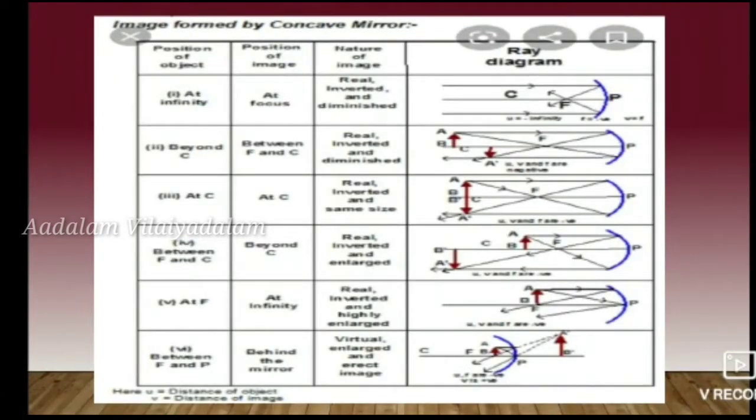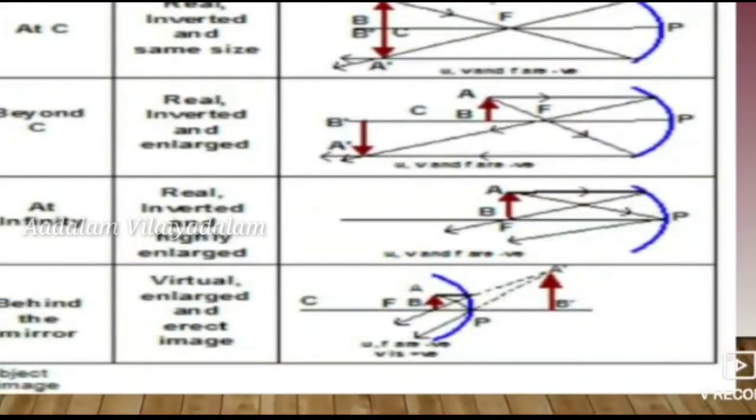And the next one is, we have to place the object at the F position, that is the focal point, and the image is formed at infinity. So it is not denoted by the picture. We get the image at infinity, not at any other place. The size of the image is highly magnified, large size, and the nature of the image is real and inverted.